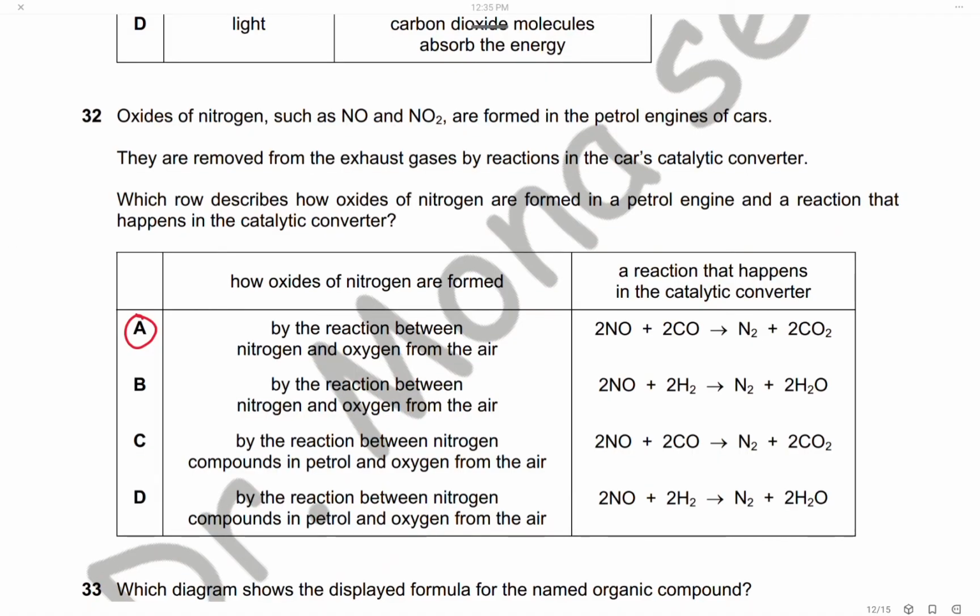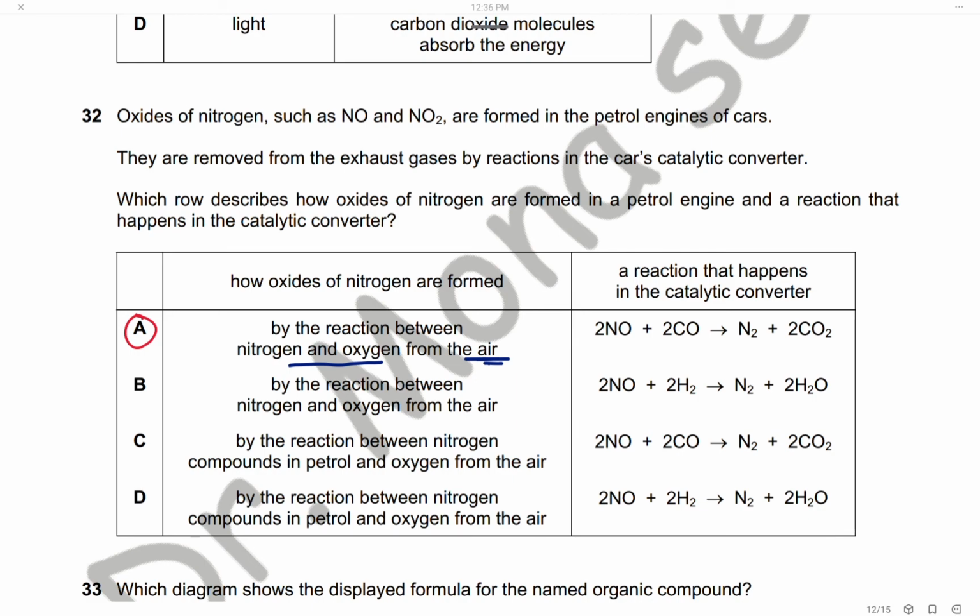32. Oxides of nitrogen such as nitrogen monoxide and nitrogen dioxide are formed in the petrol engine of a car. They are removed from the exhaust gases by reaction in the car catalytic converter. Which row describes how the oxides of nitrogen are formed in a petrol engine and the reaction that happened in the catalytic converter? The oxides of nitrogen form when the nitrogen from the air reacts with oxygen from the air inside the car engine due to the high temperature of the engine. So here we'll choose the reaction between nitrogen and oxygen from air. Both gases from air react due to the high temperature of the engine.